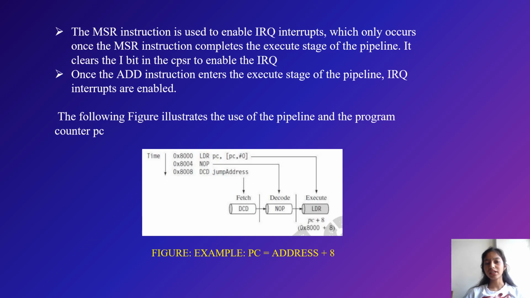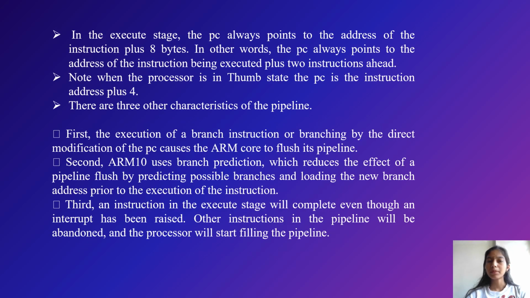The following figure illustrates the use of the pipeline and the program counter, PC. This is the example of PC equals address plus 8. In the execute stage, the PC always points to the address of the instruction plus 8 bytes. In other words, the PC always points to the address of the instruction being executed plus 2 instructions ahead. Note, when the processor is in Thumb state, the PC is the instruction address plus 4.